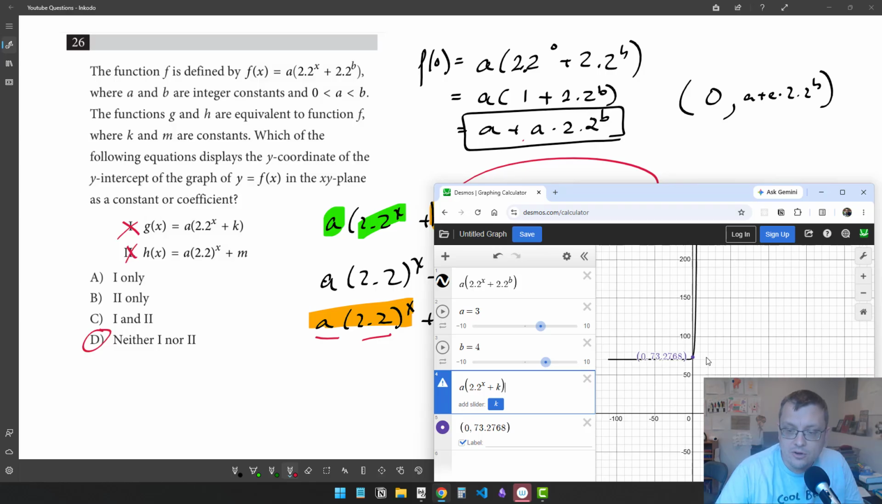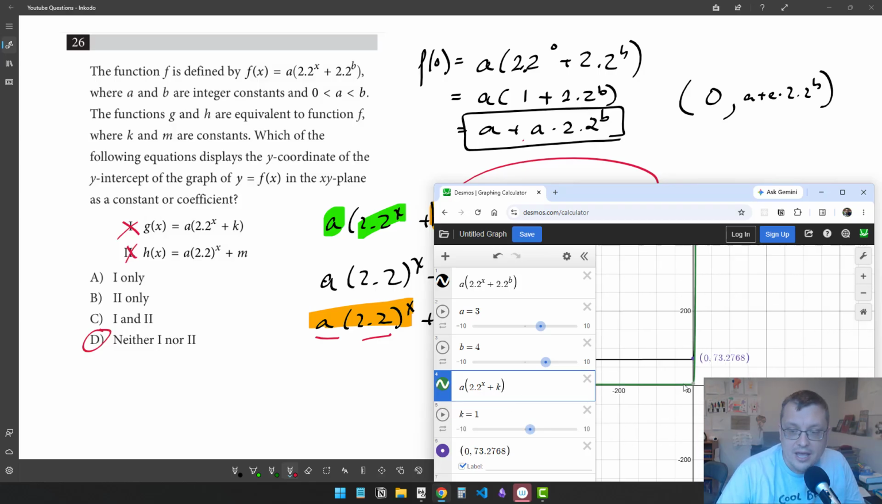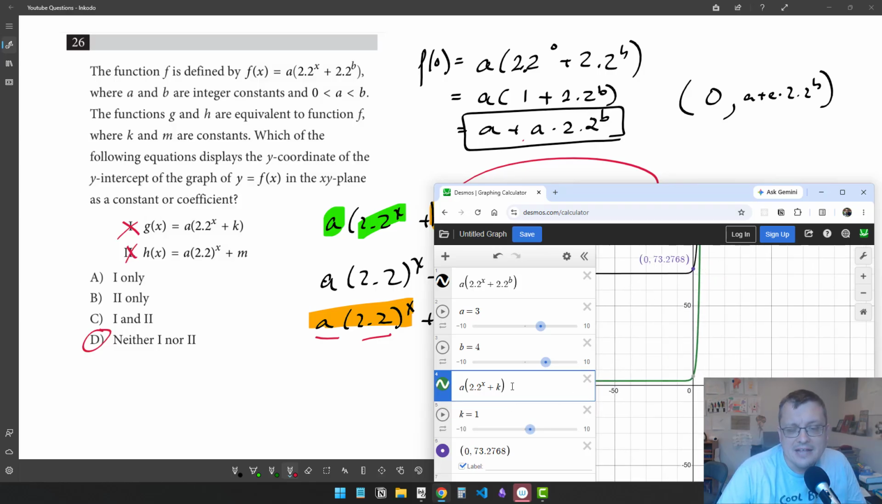So now we'll zoom out a little bit. Let's add a slider for K. What we need to do is get this to be equivalent, right? I need this green and this black curve to overlap because they've got to be the same. So I need to pick a K that lets these overlap. Well, I can figure this out based on very similar previous analysis. We know that because this equals this, the K has got to equal 2.2 to the B. That's just how it's got to work.